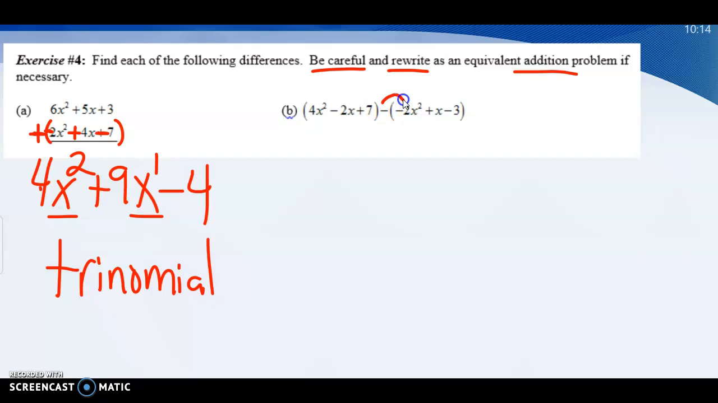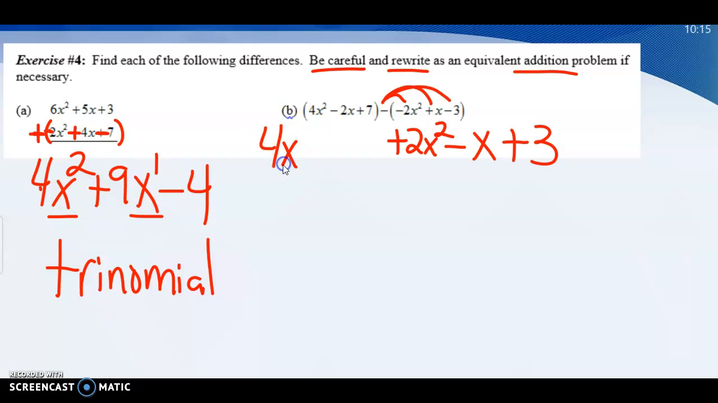This time we think about maybe distributing to each one of these terms. And so a negative to a negative is positive 2x squared. A negative to a positive is negative x. And a negative to a negative is a positive 3. Now that first trinomial is unaffected. It's simply 4x squared minus 2x plus 7 still.